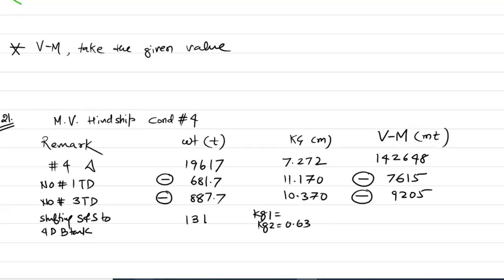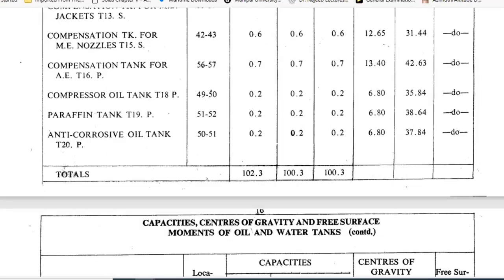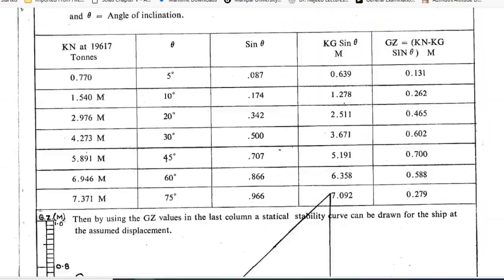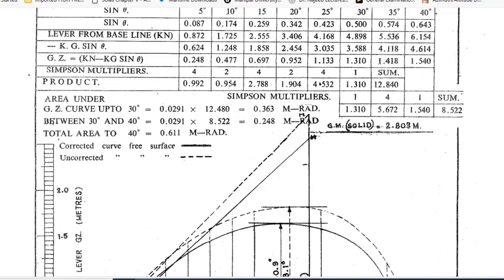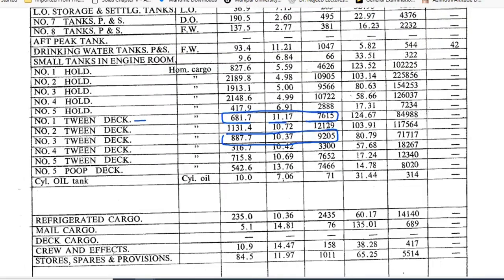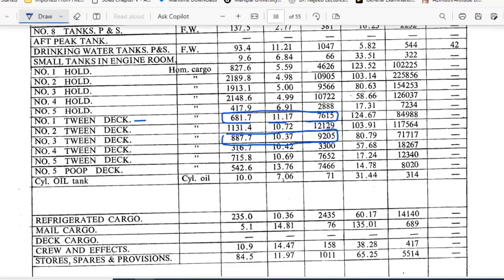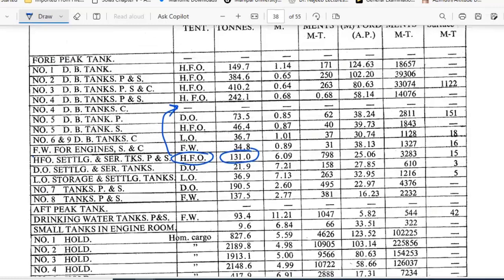निकालना क्या, कैलकुलेट थोड़ी करना है हमको. We'll come to the condition number 4. Condition number 4. All right, it should be given here. Yes, sir, 6.09.